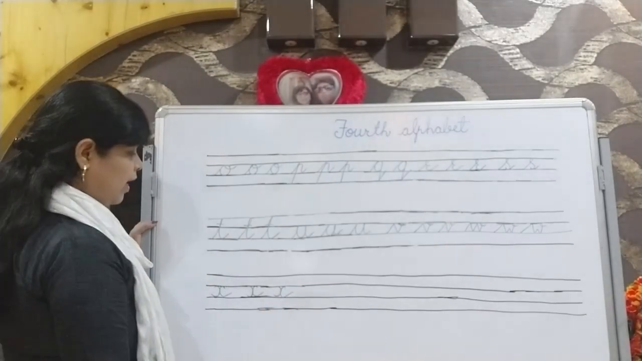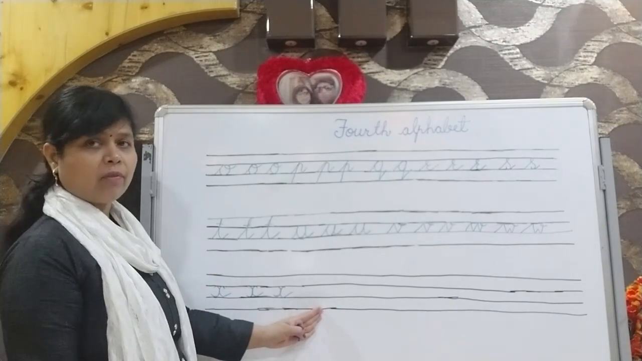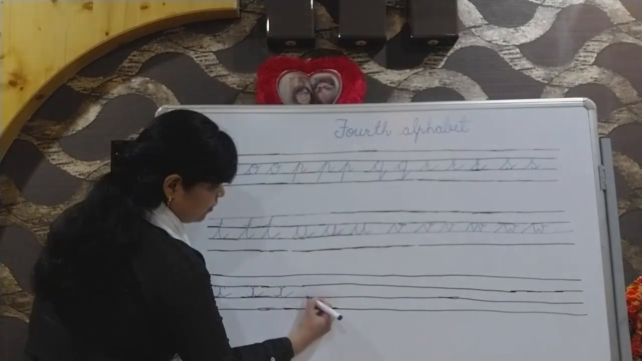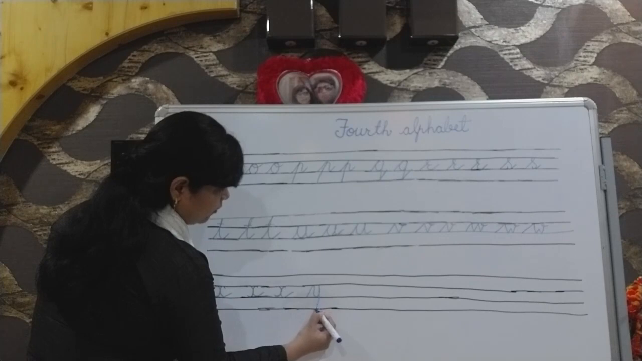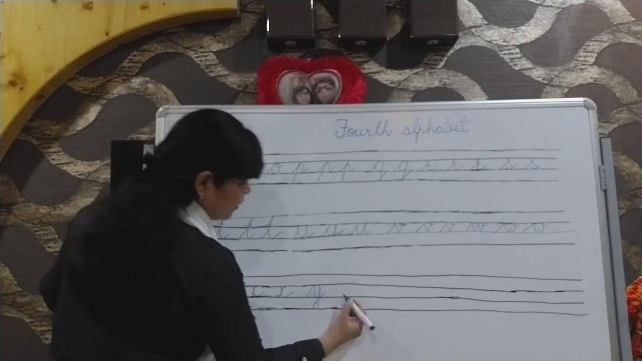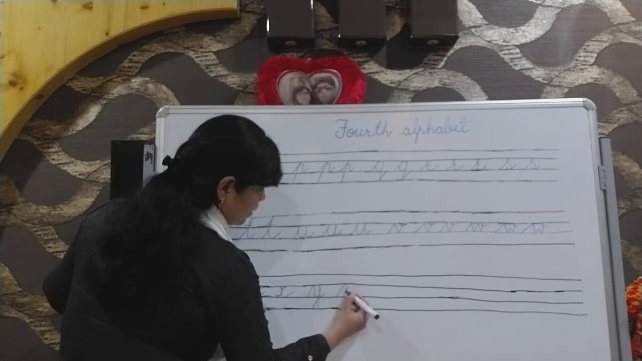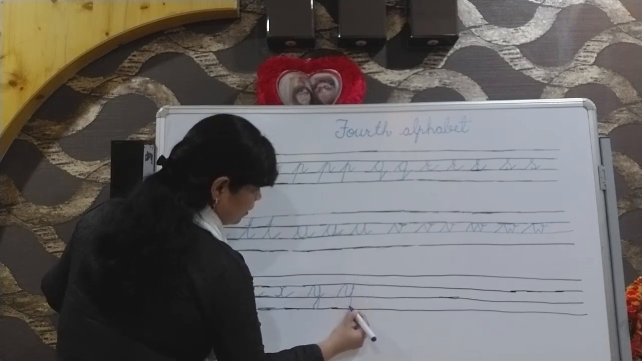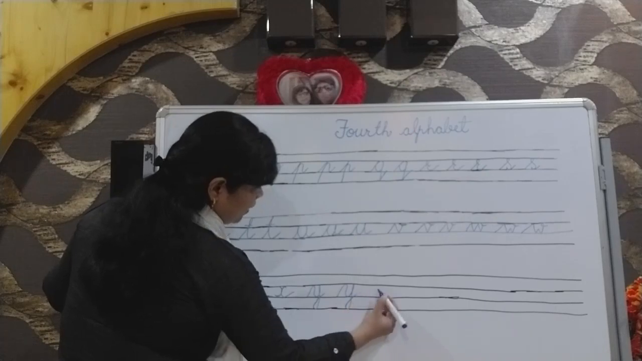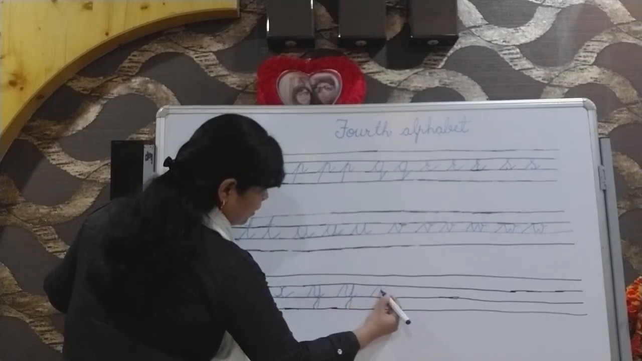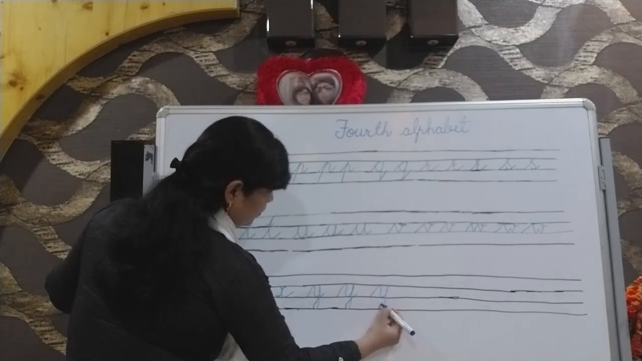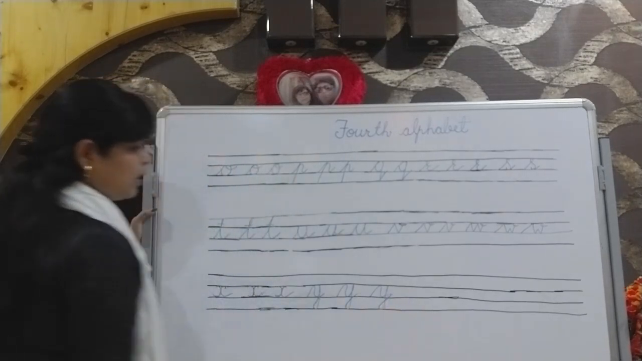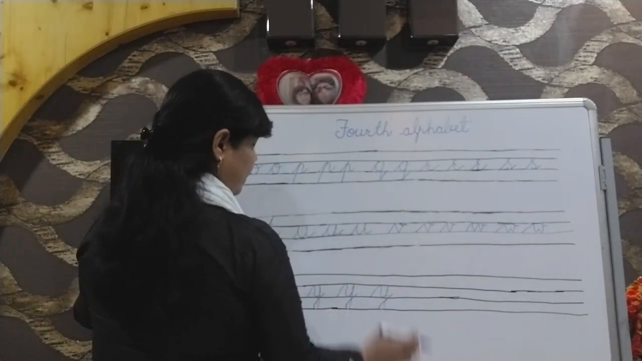Now Y. In the lower three lines we will write Y. From here we have to start, from the third line. Make a half circle. Go straight downwards and Y. In this manner we have to draw Y. Go downwards, move, form a circle and out. It is Y.